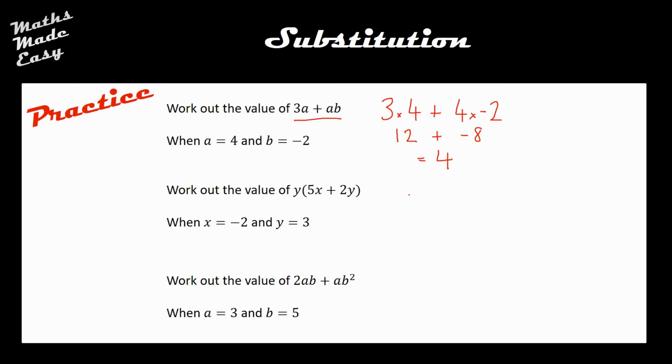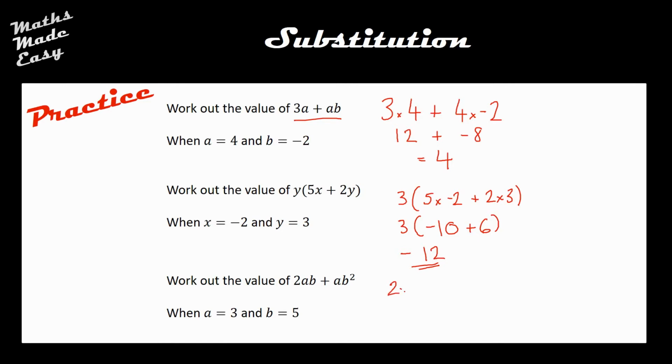On to the next one. Slightly more to do in this one. So I know that y equals 3, and that's living on the outside of the bracket. 5 times x, well, that's 5 times negative 2, plus 2 times y, and we know that y is 3. Now I'm going to work out what lives inside the bracket, so it's 3 multiplied by, on the outside, negative 10 plus 6. Well, negative 10 plus 6 is negative 4, and 3 times negative 4 is negative 12.